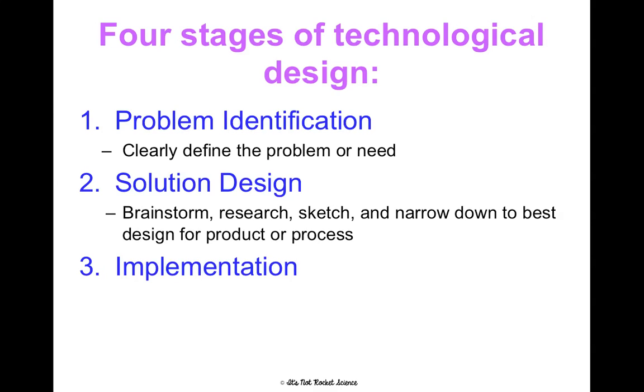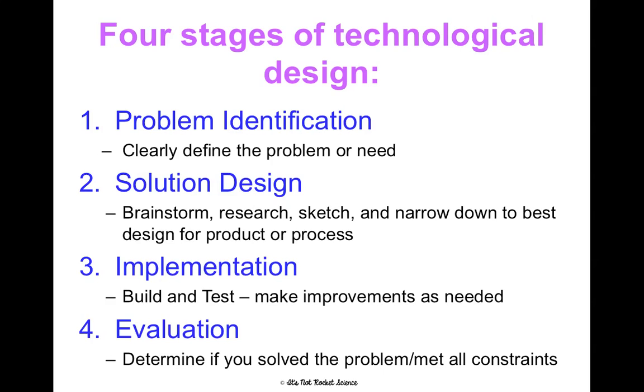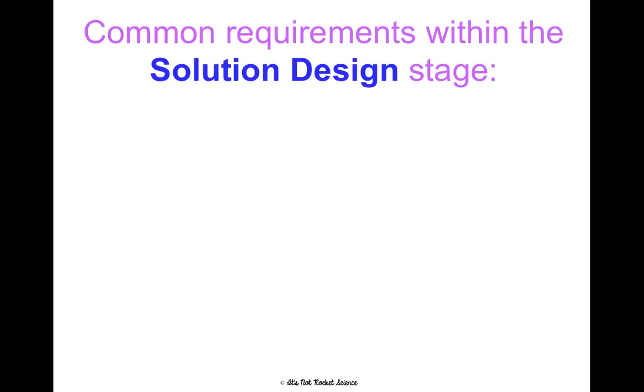Then you're going to implement this. You're going to actually build and test and make improvements as needed. And then fourth, you're going to evaluate what you made. You're going to say, did this solve the problem? Did it meet all of the constraints I have? And if so, you're going to be able to produce it and sell it. If not, you might have to go back to the drawing board. So it's really not a super complicated process, but I do want to zoom in on that solution design step because that's probably the one that takes the most critical thinking.